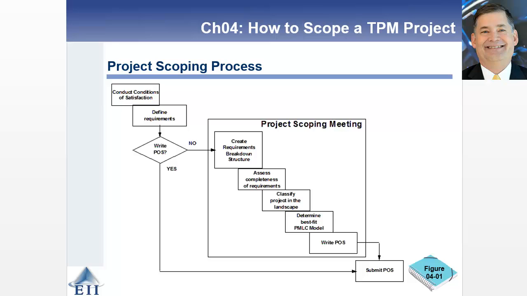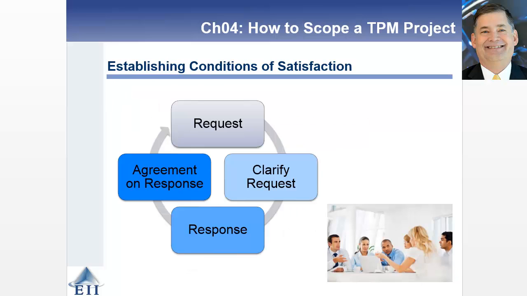But let's go back to that first block up here, this conditions of satisfaction, and look at that one. So we've talked about this a little bit before, but during this process of establishing conditions of satisfaction, the client, starting at the top, is going to make a request. You, as the project manager, are going to clarify that request. There'll be a response back from the client, and there'll either be agreement on that, or you'll continue to refine that until there's agreement on what the actual request or requirement is as a condition of satisfaction. And this process continues until you've identified all of the conditions of satisfaction.